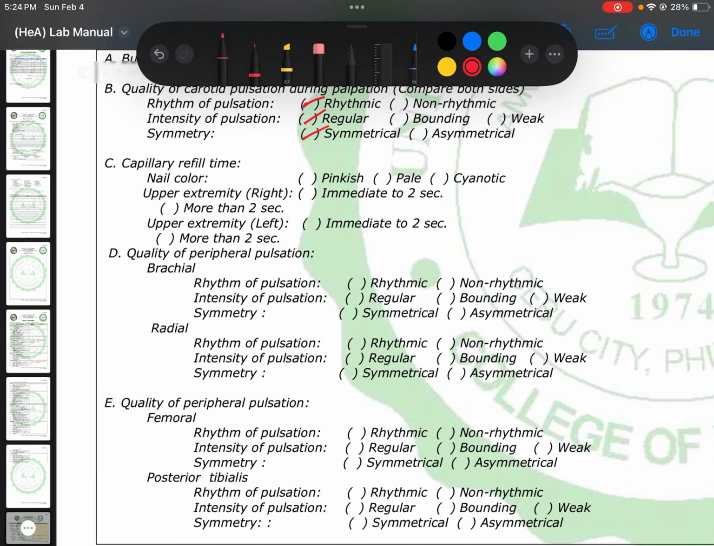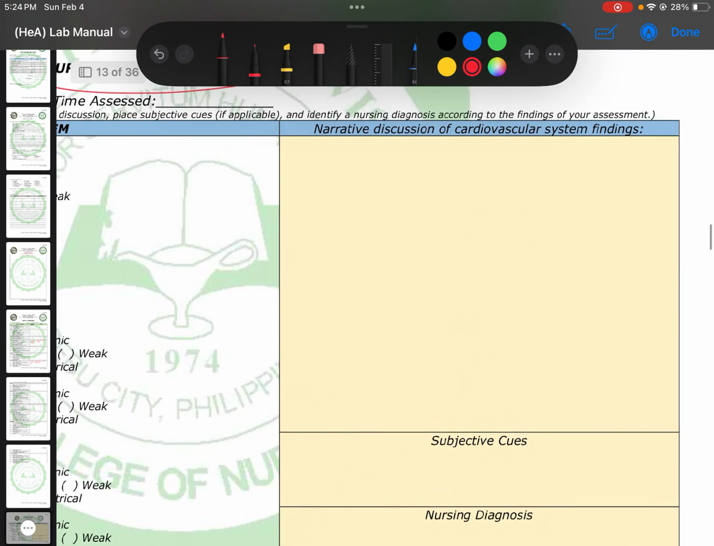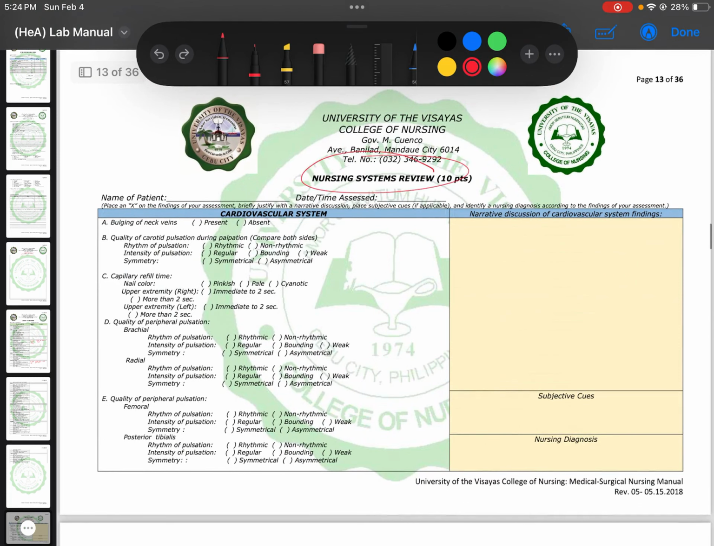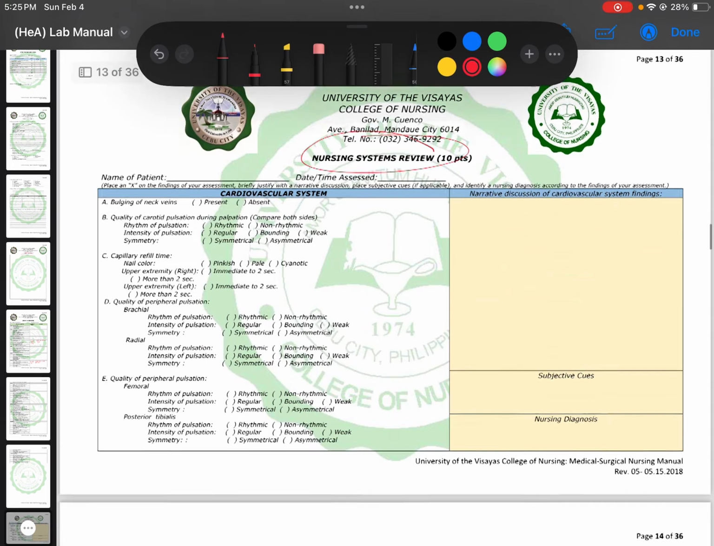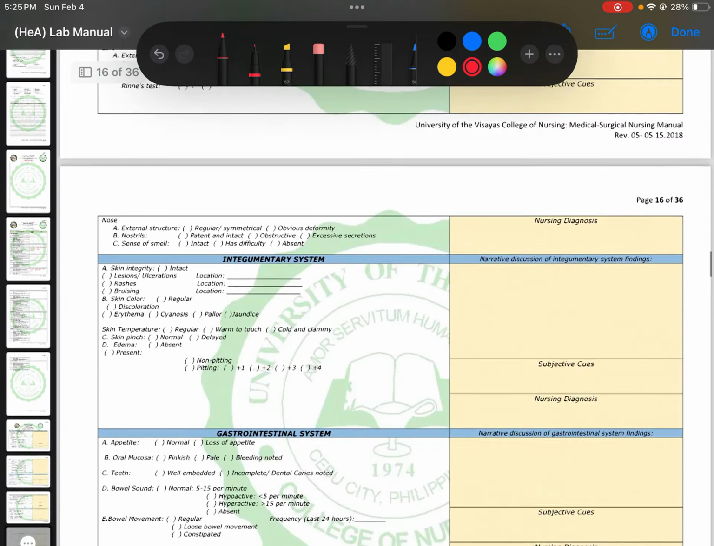our capillary refill time. This is how we check, and we also need to make a narrative discussion of the cardiovascular system findings. So let's say for example, the patient has been observed with no bulging neck veins, etc. Very long. Okay, so that is our systems review first.